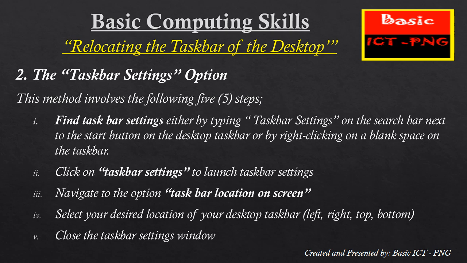The second step is to click on the taskbar settings. So to find the taskbar settings, click on it to launch it. Third step is to navigate to the option taskbar location on screen. The fourth step is to select the desired location of your desktop taskbar, whether it be left, right, top, or bottom. And finally, once you have set the location of your taskbar, you close the taskbar settings window.